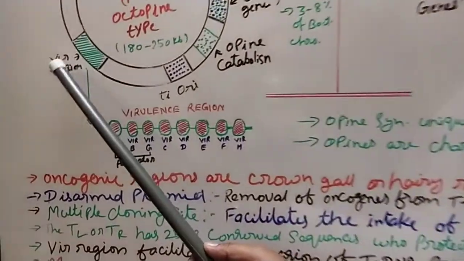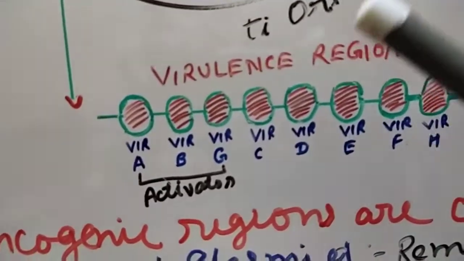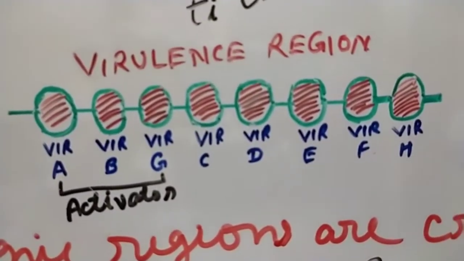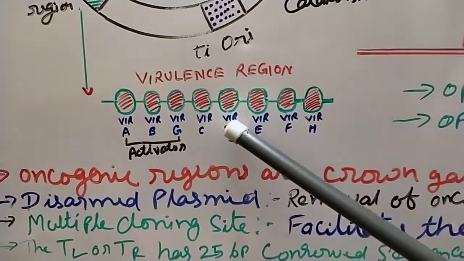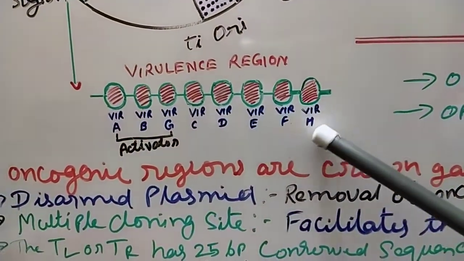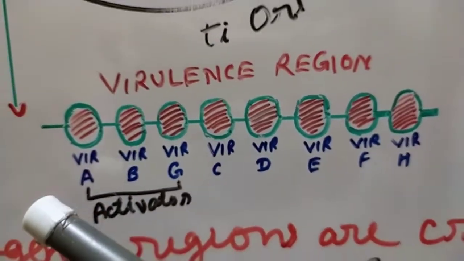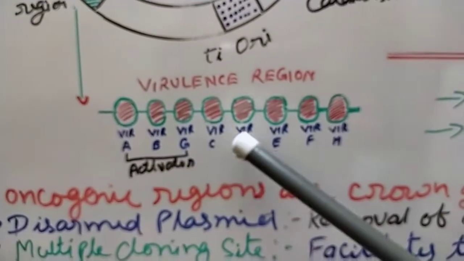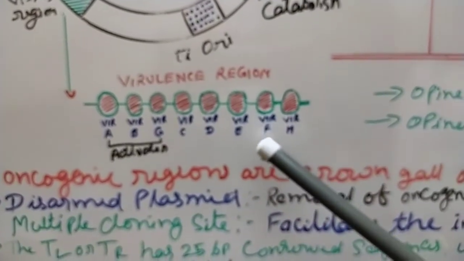And this is the main region. See it here, please. The Vir region. The Vir region is an operon of the virulence region, and it comprises different genes like VirA, VirB, VirG, VirC, VirD, VirE, VirF, and VirH. Basically, VirA and VirG are the activator genes under the operon, and the remaining B, C, D, E, F are used in the processing of T-DNA transfer.